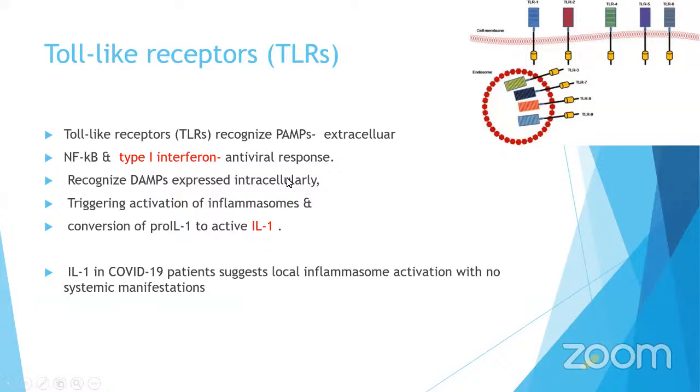They will act on the virus and stimulate the antiviral response. Okay, interleukin 1 is increased in COVID-19 infections in local inflammation. If there is no systemic involvement, interleukin 1 will be raised in such conditions.